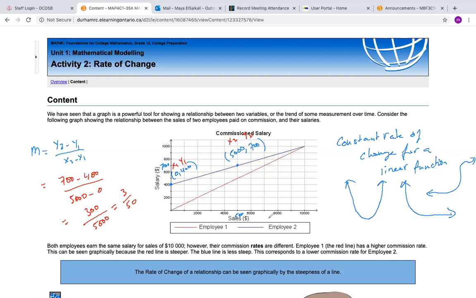All right. So this is basically doing the rate of change for the blue graph. Now for the red graph, you're going to do exactly the same thing, but we're going to pick 2 different points. So we're going to pick, let's say these 2 points, and then you're going to do the slope or the rate of change.